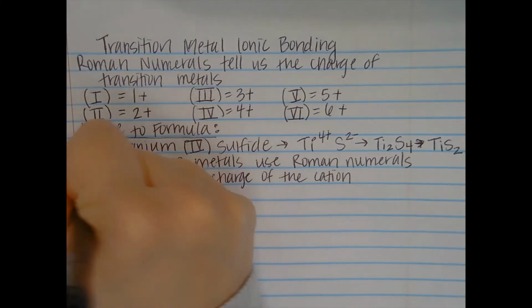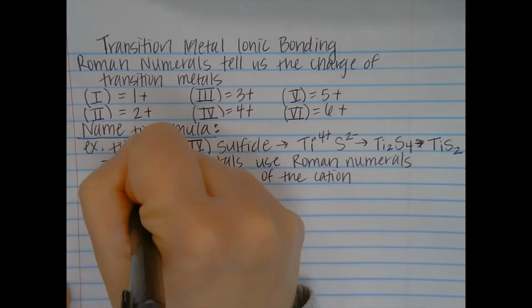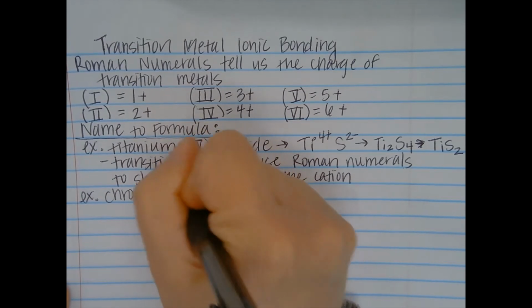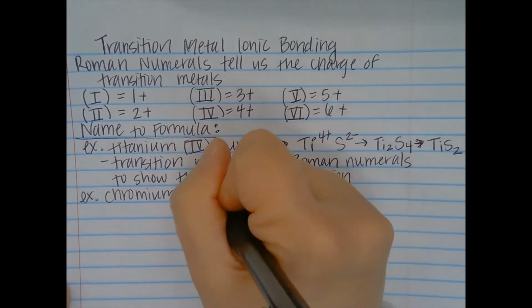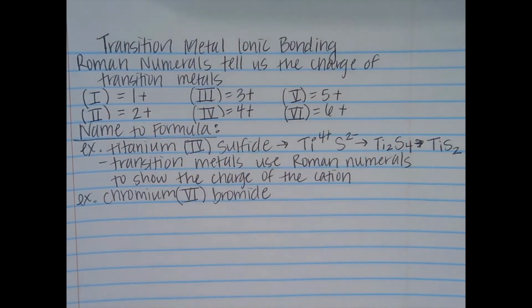Let's do one more example here. Chromium 6 bromide. Take a second and think about this one. What would this be? As a hint, the symbol for chromium is capital C, lowercase r.